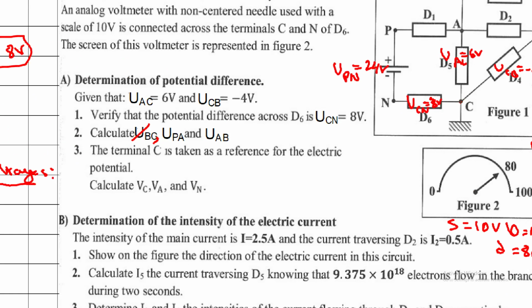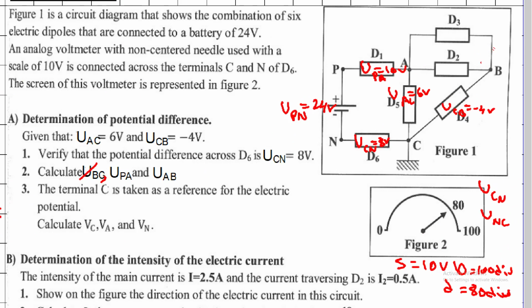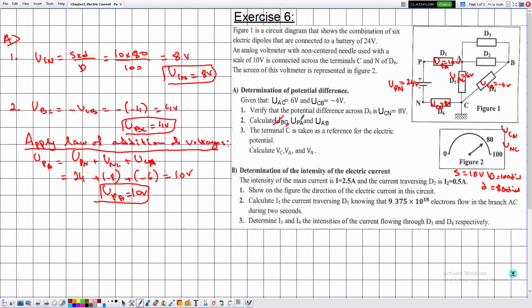If this is 8, then UNC is minus 8, and this is UCA, plus minus 6. This is equal to 10 volts. So UPA is equal to 10 volts. Everything is expressed in the SI, and this is a linear equation in 1 unknown. So now before looking at the question, the only unknown is the voltage UAB, so we are expected to be asked about the voltage UAB.